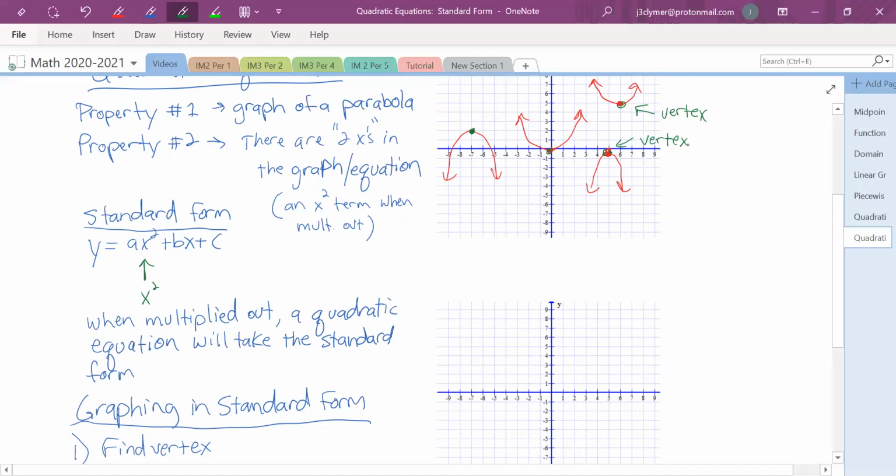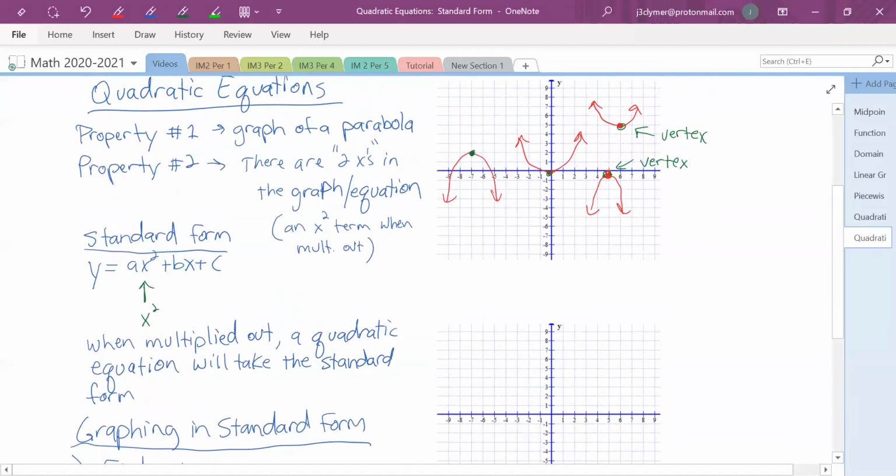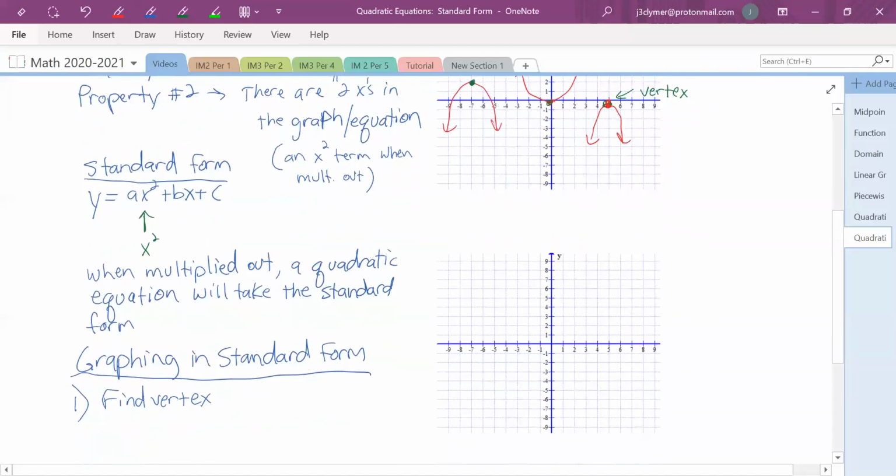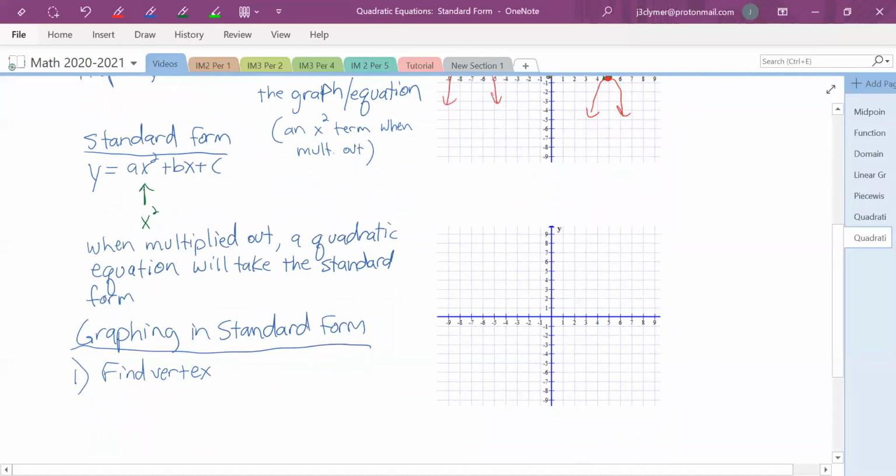So a vertex is kind of like the most significant point of a parabola. It is the one that is either the highest point or the lowest point. And it is probably the point that defines the parabola the most. So the vertex is very important. So we want to find the vertex. So the question is, how do you find the vertex?